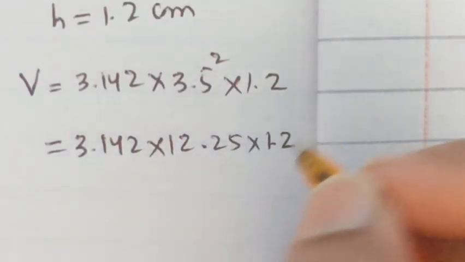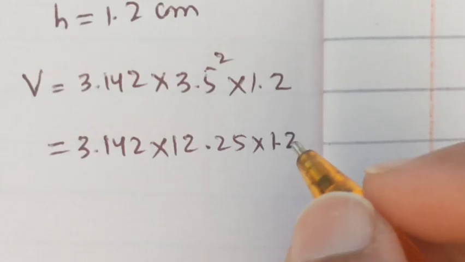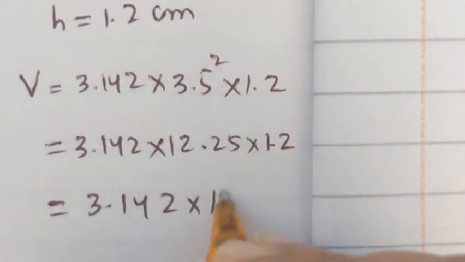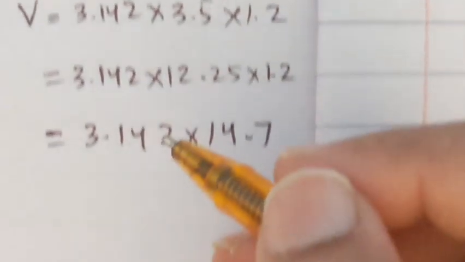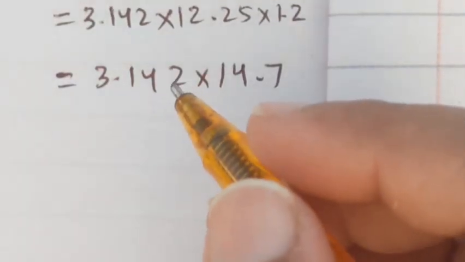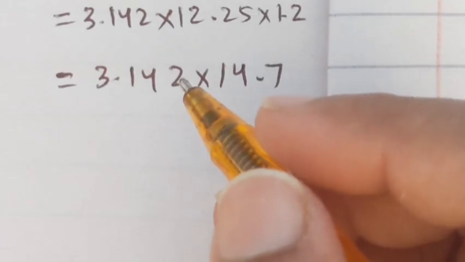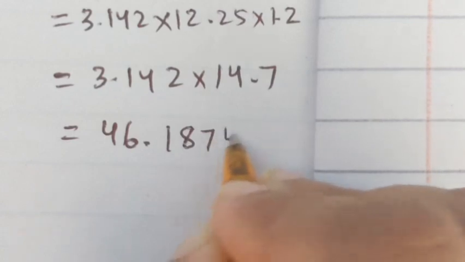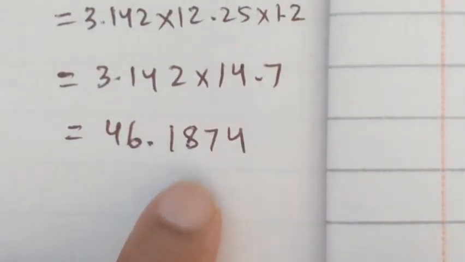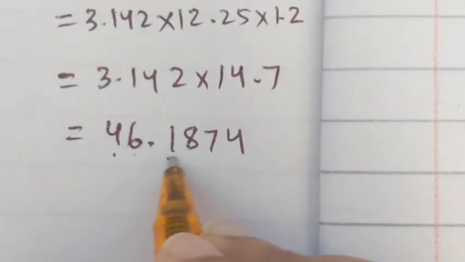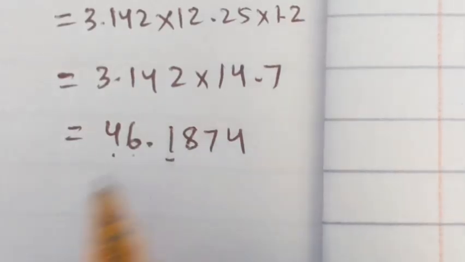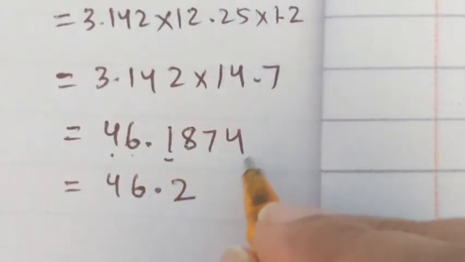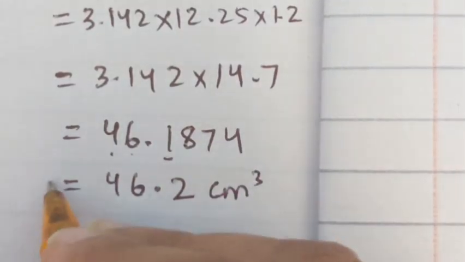Now we will multiply it by 1.2, which is equal to 14.7, and then we will multiply it by 3.142, so we will get 46.1874. But let's write it to three significant figures. So 1, 2, 3, this is the third significant figure, but the digit next to it is 8. So we will round it to 46.2, and the unit will be centimeter cube. That's all.